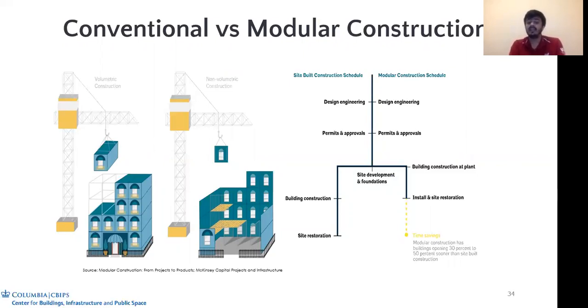So there's not much room for site restoration, and the site can be ready to use. The building can be ready to use by the tenants or the people who are going to live in that building once all the modules are assembled and the vertical structure is constructed. So this particular factor, the absence of site restoration, constitutes a 30 to 50% saving when it comes to the schedule of a project.